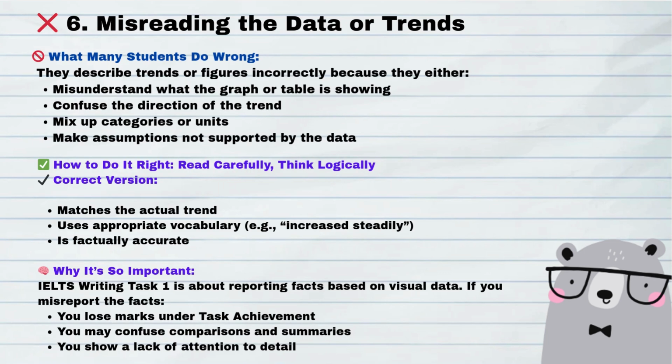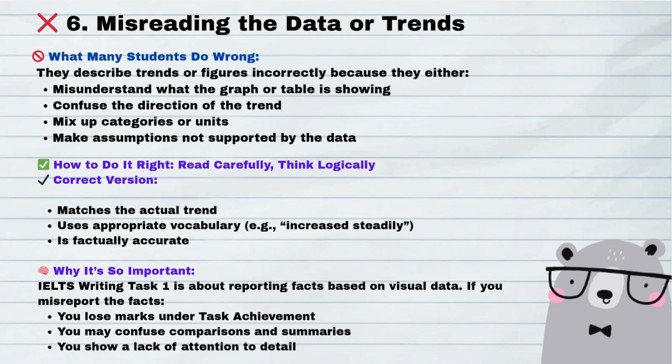Now, number six is misreading the data. That is very, very important. What many students do wrong: misunderstand what the graph or table is showing, confuse the direction of the trends, mix up the categories or units, and make assumptions not supported by the data. How to do it right? Read carefully and think logically.